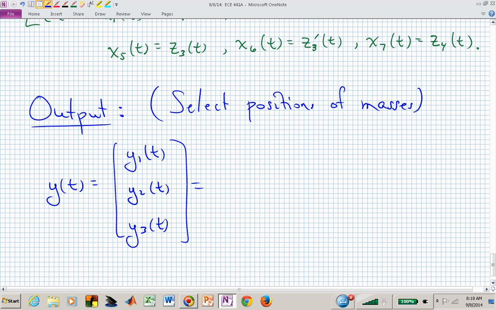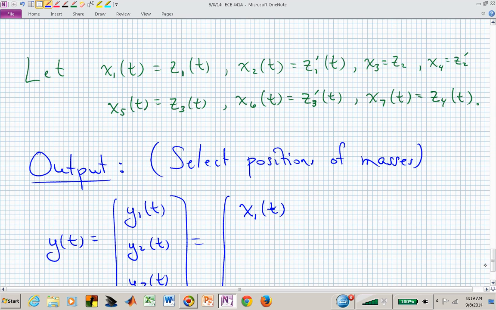y sub 1 is going to be the position of mass 1, which was z1, but we've called that in terms of a state variable x sub 1. y sub 2, the second output that we're saying we're interested in as an output, was the position of mass 2, and that we were calling x sub 3 in terms of our state variables.